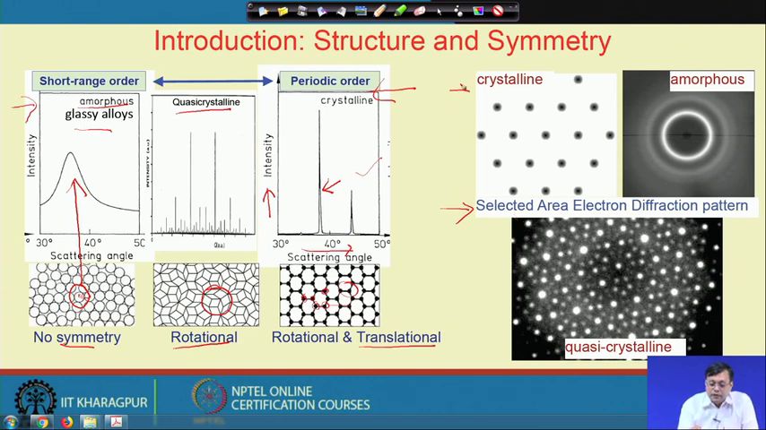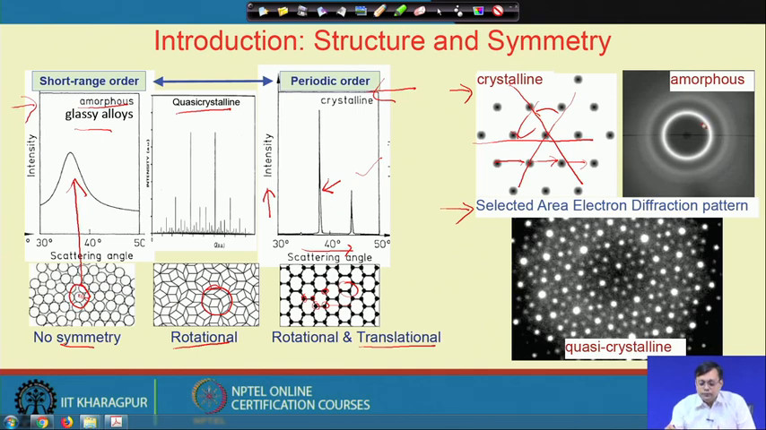So, this is a typical diffraction pattern from a crystalline alloy. Here you see the periodicity exist. With a particular distance, the reciprocal lattice points appear in the selected area diffraction pattern. So, this is a translational symmetry. At the same time, we can easily see that there is also a rotational symmetry. Okay? So, if we rotate this structure, then it is a symmetric one.